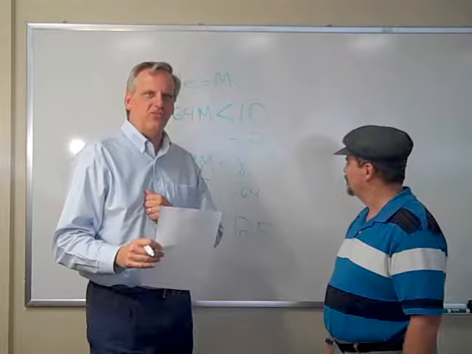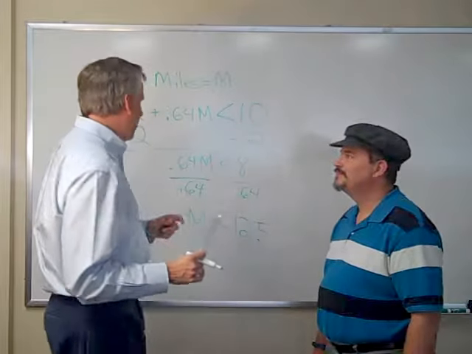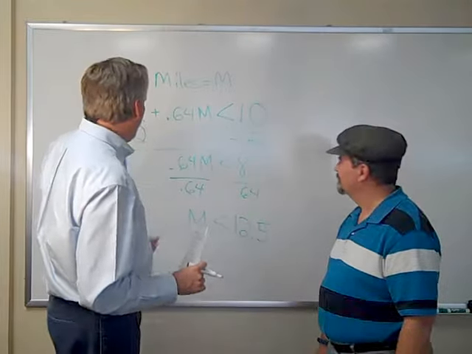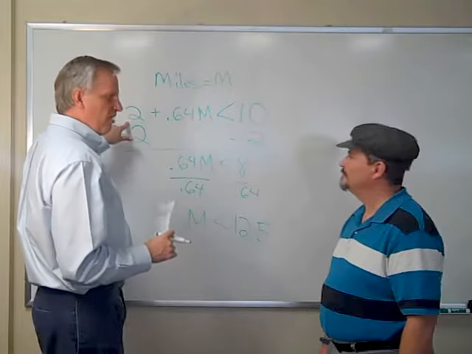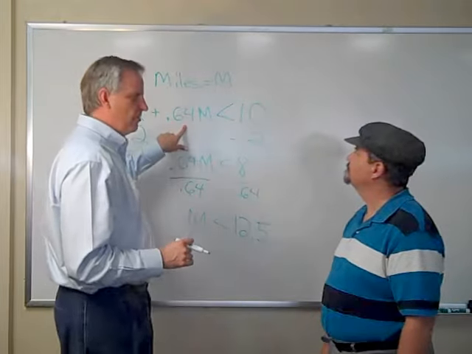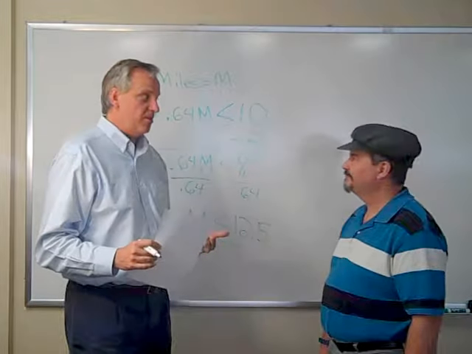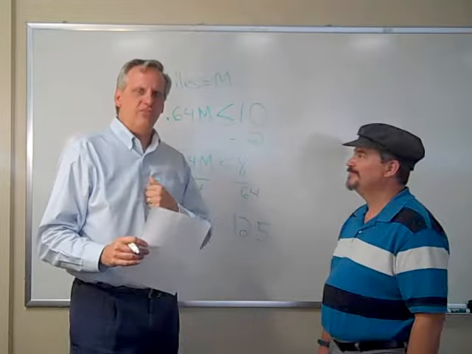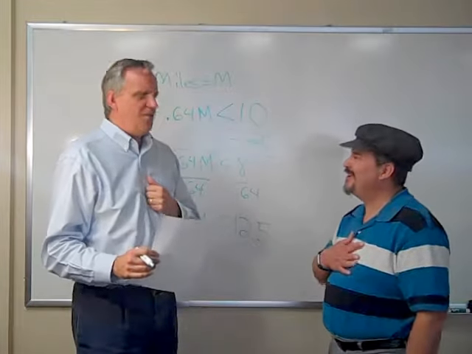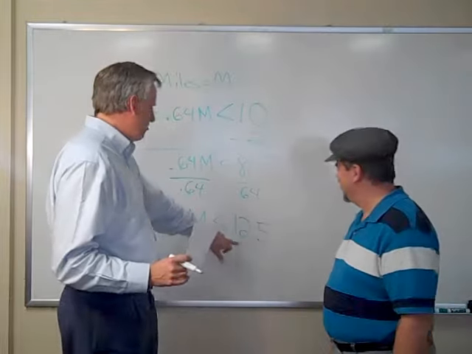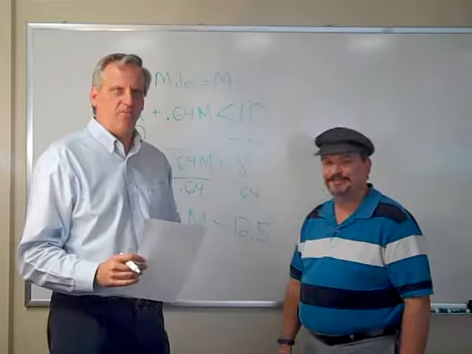Just want to make sure we did everything correctly, because when we solve, we always want to look back. $2 to get in the cab, 64 cents a mile. I've got $10 in my wallet. I want to stay less than that because I want to give Bud a tip, because he's touched me with his story about his family. I want to give him a generous tip. So we'll probably go less than 12 and a half miles.